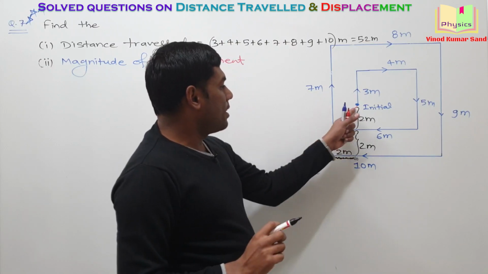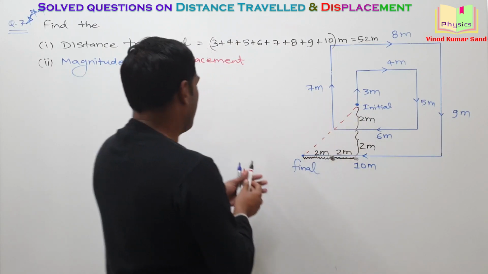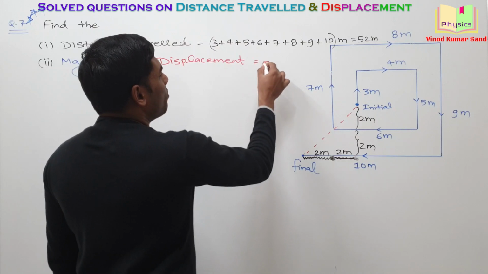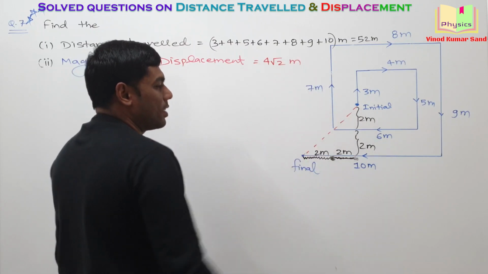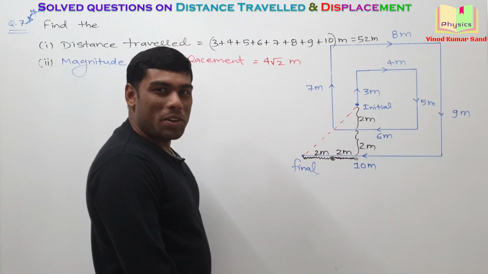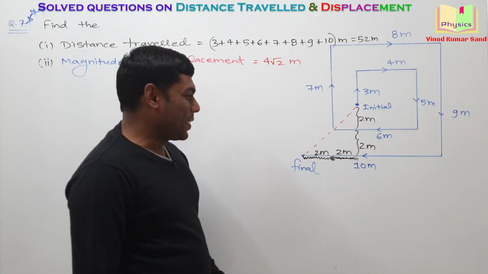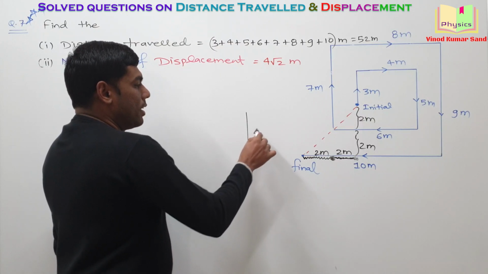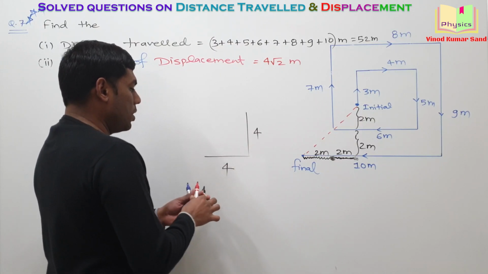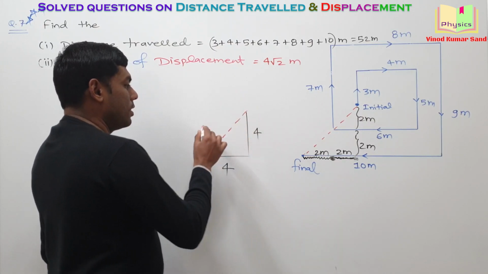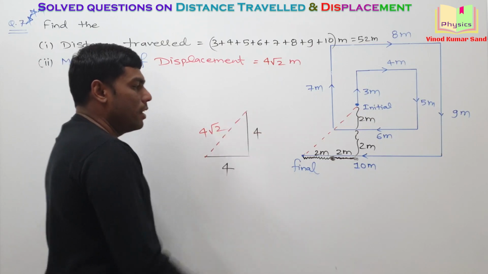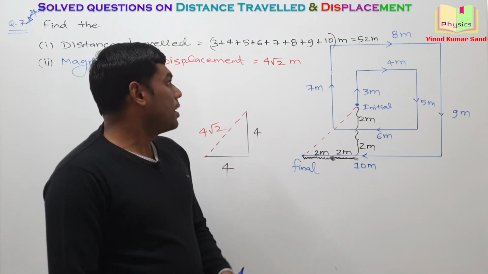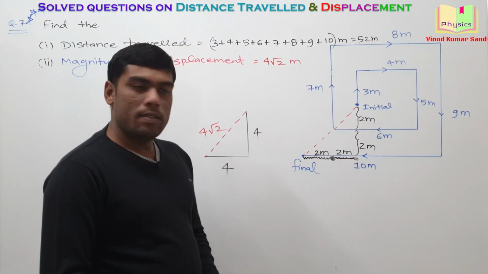Now we can easily tell this distance. The answer will come out to be 4 root 2 meter. I hope this time everyone got the correct answer. Okay. Simple thing. The side of this triangle, this one is 4, this one is 4, and we needed that red side. By Pythagoras theorem, that comes out to be 4 root 2. Okay. And the unit is meter.